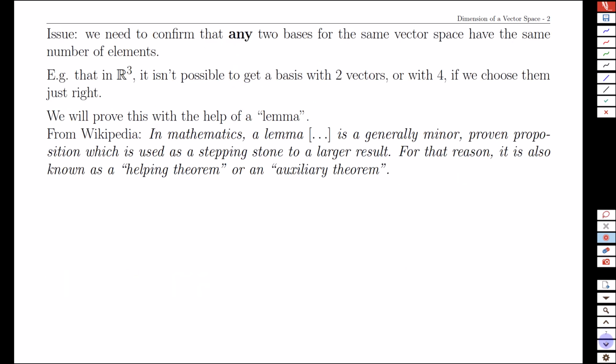We're going to do that with the help of what's called a lemma. So from Wikipedia, a lemma is generally a minor proven proposition, which is a stepping stone to a larger result. So it's like a theorem, something that can be proven, but it's generally not considered as fundamental or as foundational as a theorem. So it's often called a lemma or an auxiliary theorem or a helping theorem.